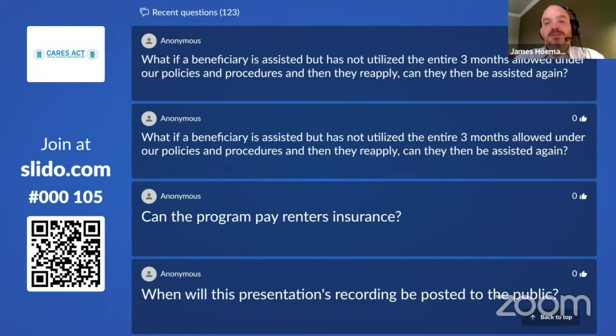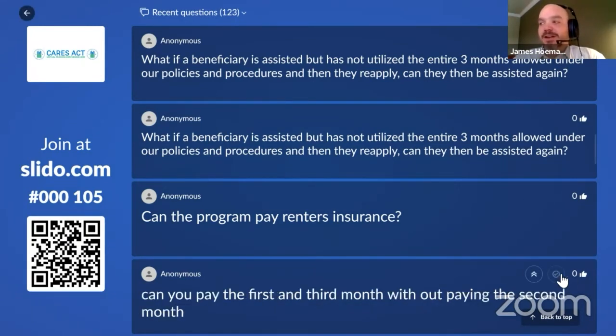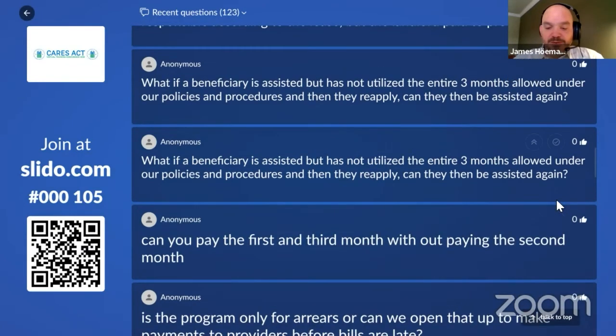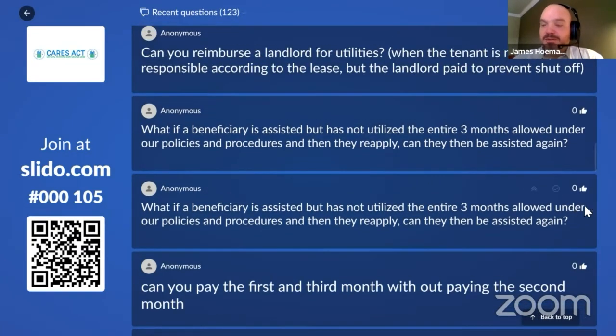Can the program pay renters insurance? You know, that's a question we've gotten in the past. The answer to that is no. But if we look at a situation where you have a mortgage payment and you have your PITI, your principal, interest, taxes, and insurance, the program is able to pay the entire PITI as it's in one payment itself. When you start breaking these things down, then that's when we get into whether or not it's allocable and allowable.